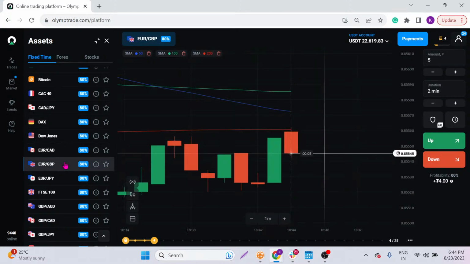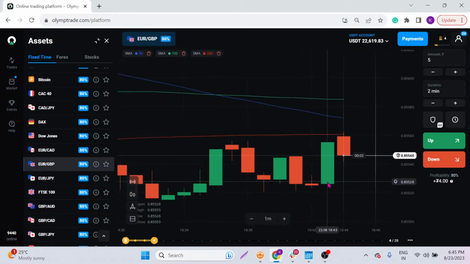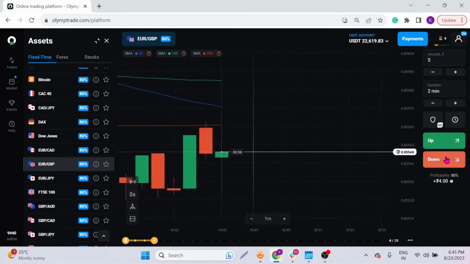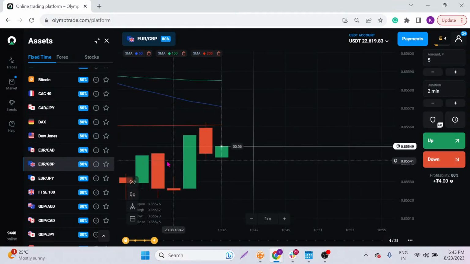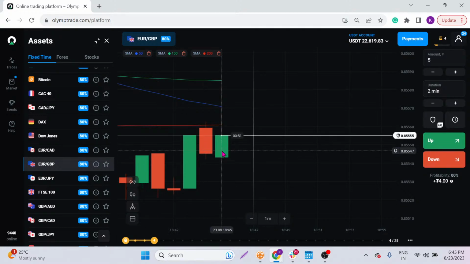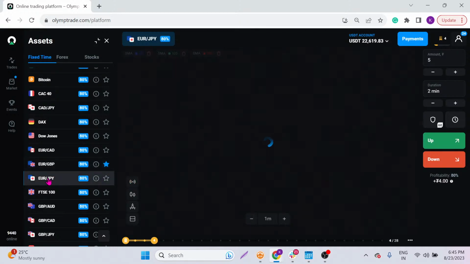Right now I am not seeing a particular signal. Okay, here we might have a signal. See, the candle closed here, so we might have a downward signal, but again my concern here is one candle is green, one is red, one is green again. So I am not going to trade immediately on this asset, but I'll come back to this asset in some time.